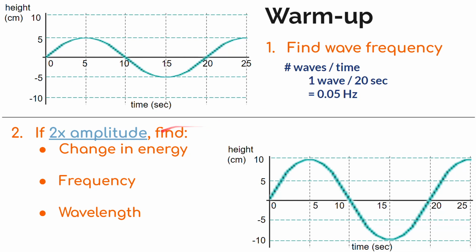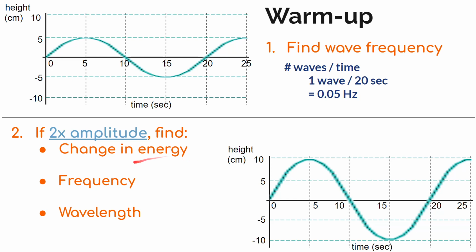All right, second question. If you double the amplitude of this wave, find its change in energy, its frequency, and its wavelength. Okay, so change in energy. First of all, let's talk about doubling the amplitude. You'll notice I sketched this graph, and this wave does now have double the amplitude. It is taller. That is the only change I made to it, making it taller.